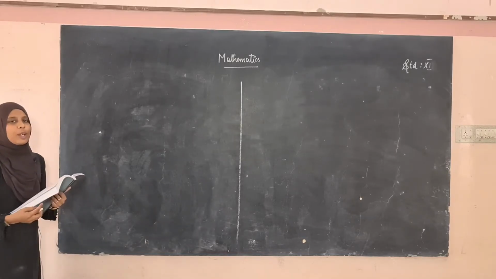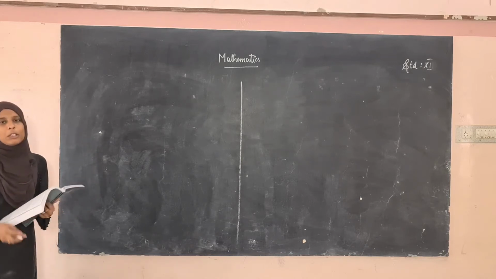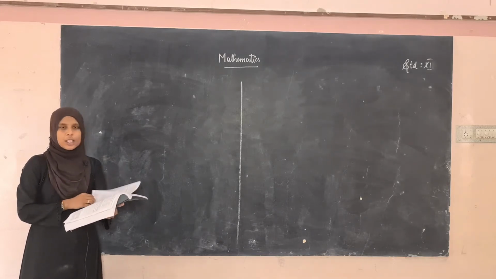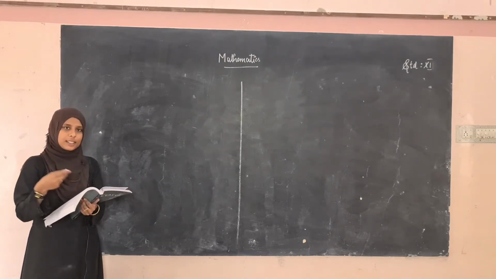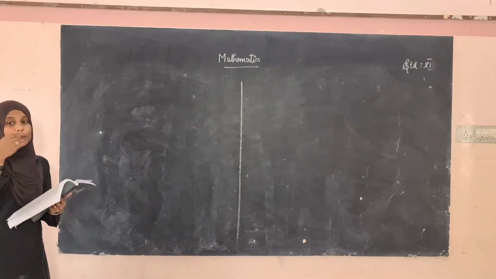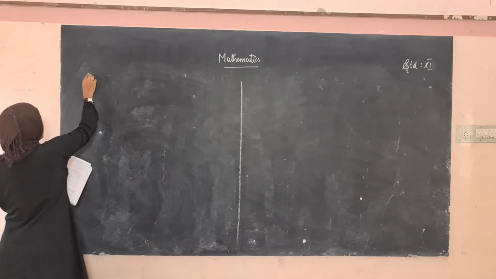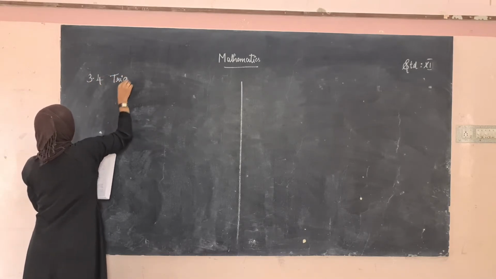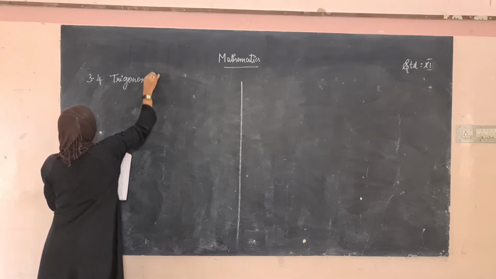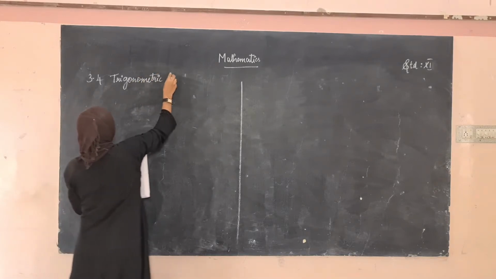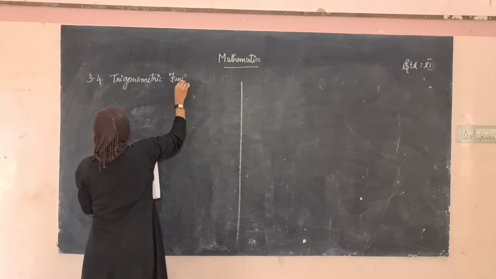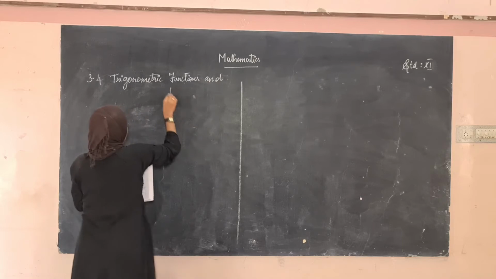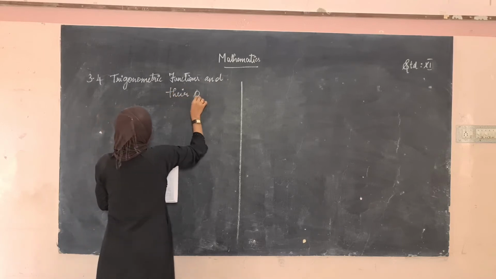Good morning students. Today we are going to see 3.4, that is trigonometric functions and their properties. So till now we have seen the trigonometric functions and the radians, degrees, etc. In today's class we are going to see the properties of the trigonometric functions. Okay, it is 3.4. Trigonometric functions and their properties.